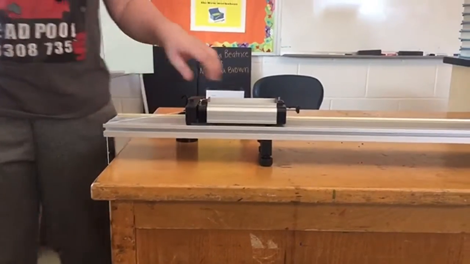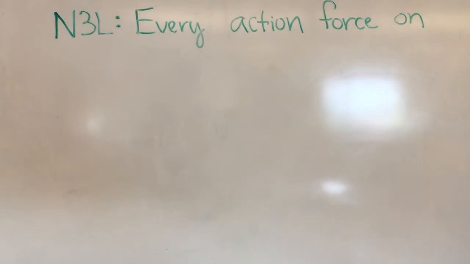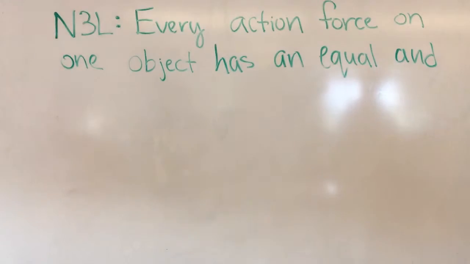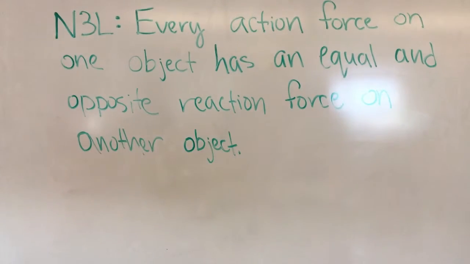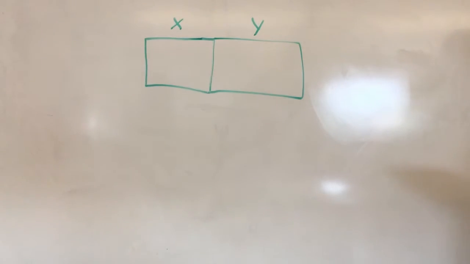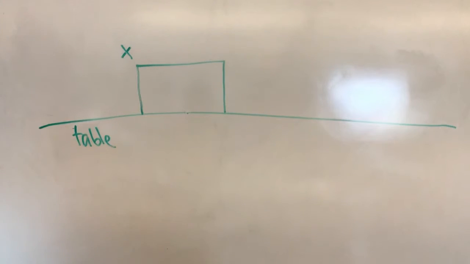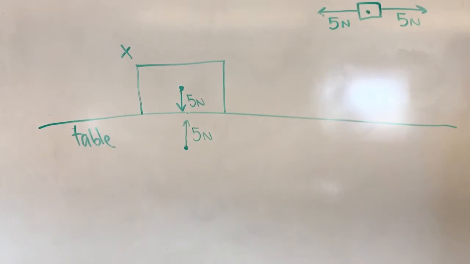Newton's third law is every action force on one object has an equal and opposite reaction force on another object. If object X pushes on object Y with a force of 8 newtons to the right, object Y pushes back on object X with 8 newtons to the left. When object X is on a table, gravity pulls it down with some force, depending on its mass. For example here, we use 5 newtons. X pushes down on the table with 5 newtons due to gravity, and in order for there to be no acceleration, the table has to push 5 newtons up to balance all the forces and have the end result be no motion.